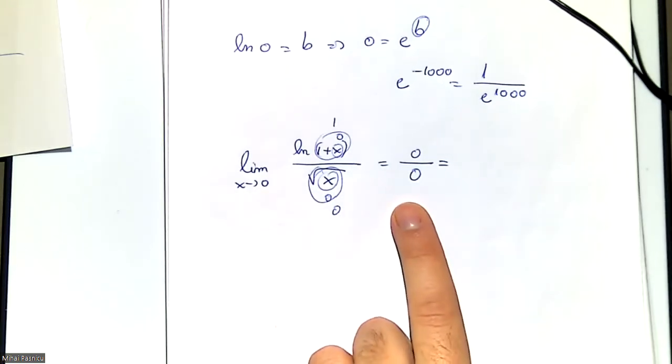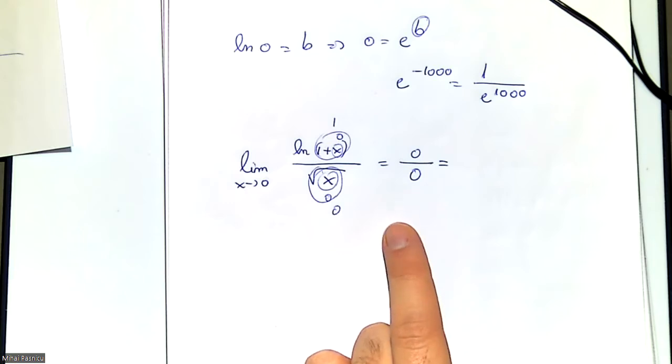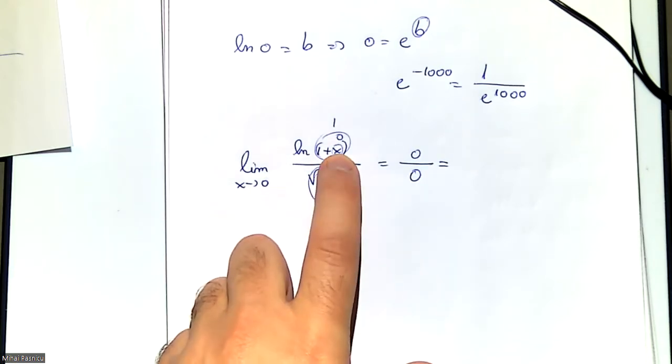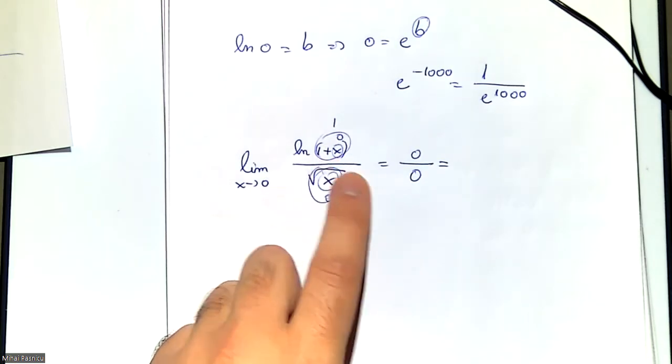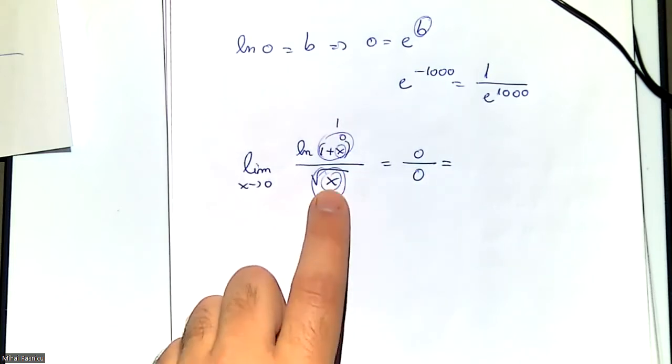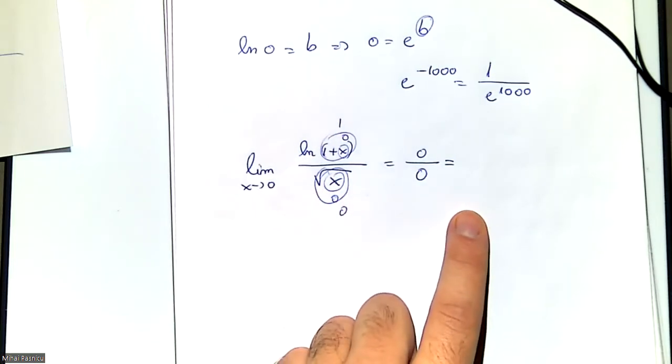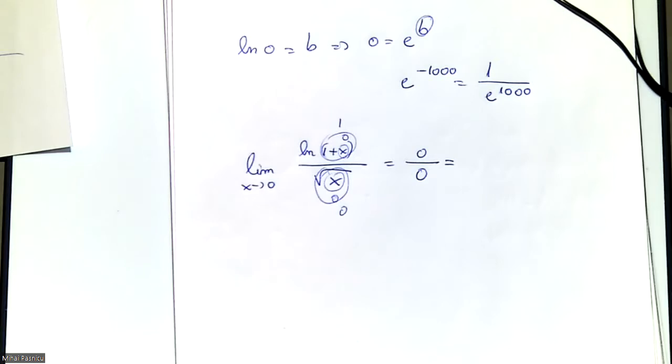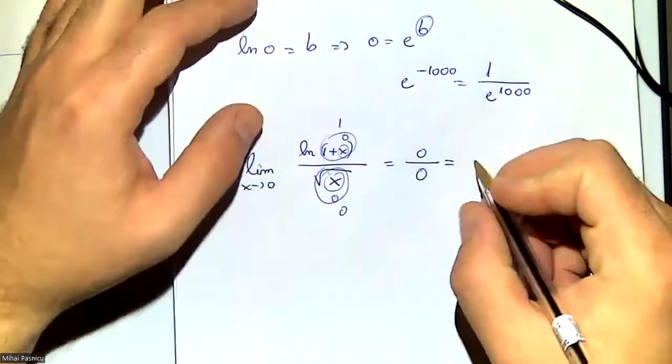Does everyone understand my evaluation? When x goes to 0, inside the ln, 1 plus 0 is 1. ln of 1 is 0. And then square root of x, we already knew it goes to 0. So I have a 0 over 0 case. So now I can apply L'Hopital.